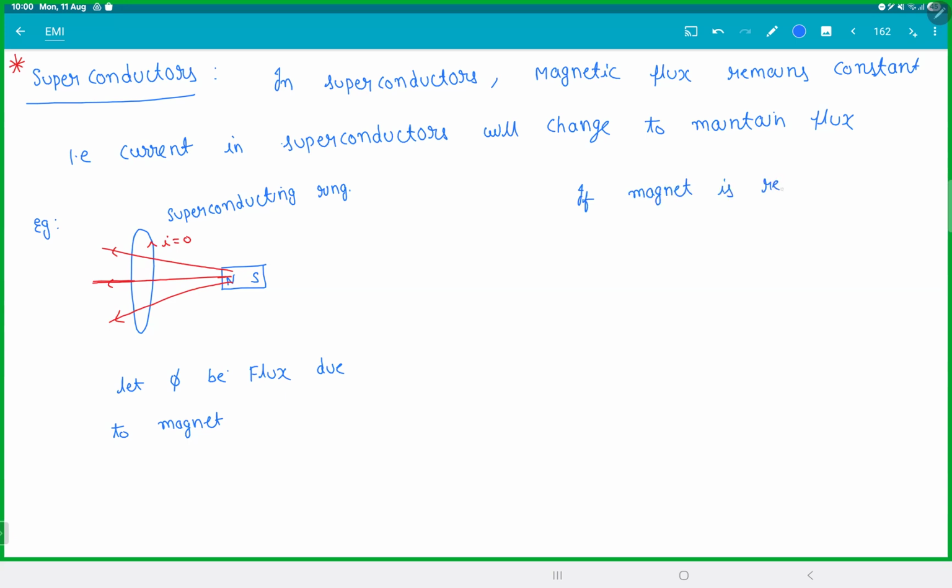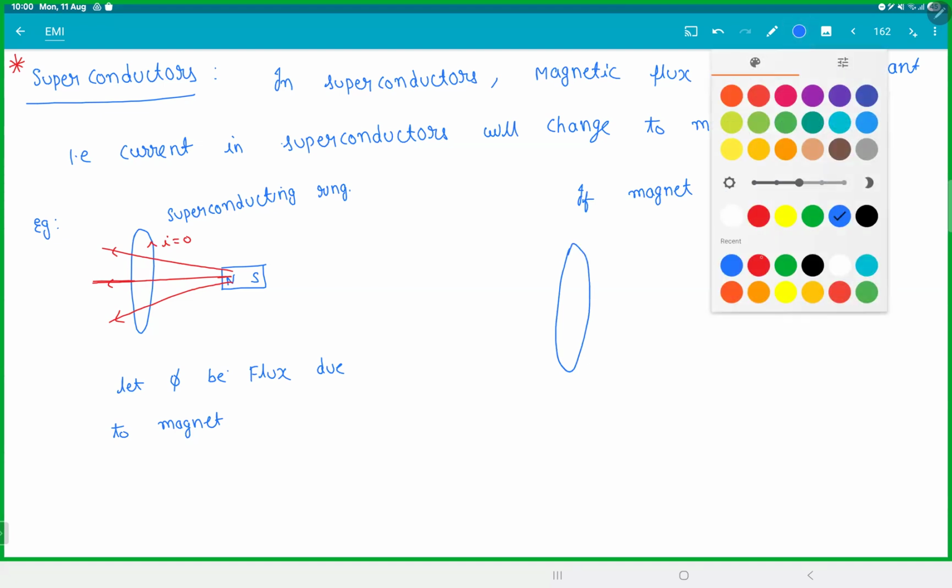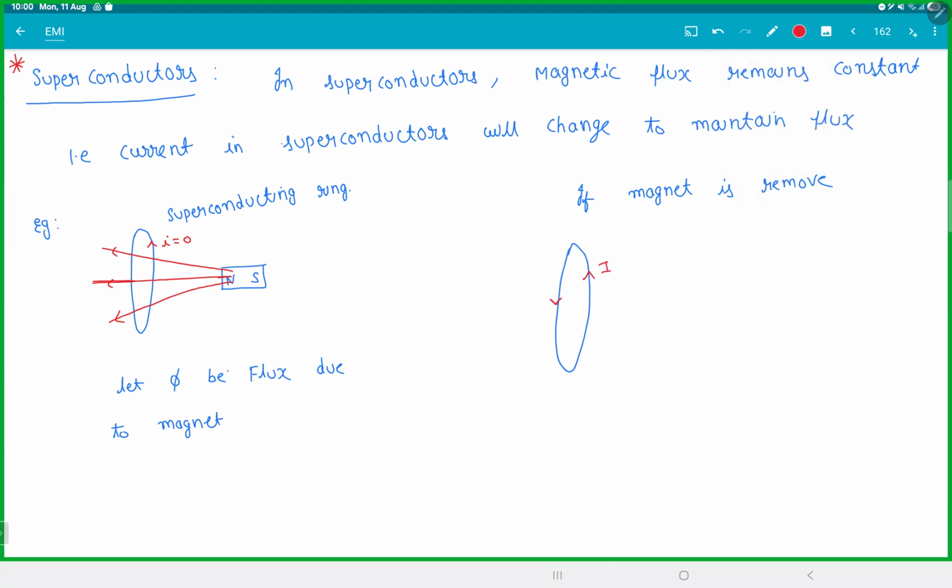So what happens when you remove the magnet? Aren't you changing the flux? So there'll be some EMF induced, and it's a superconducting coil. So something happens, it generates a current inside such that it will maintain the same flux. So the new flux will be L into I. This must be equal to the previous flux. Getting it? This is the same flux as before.